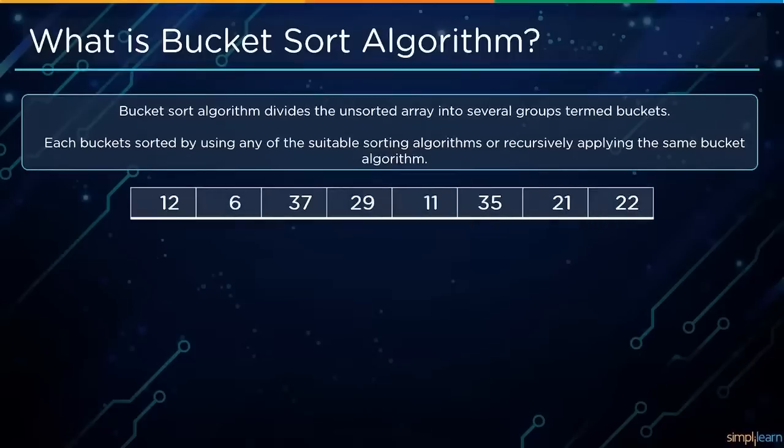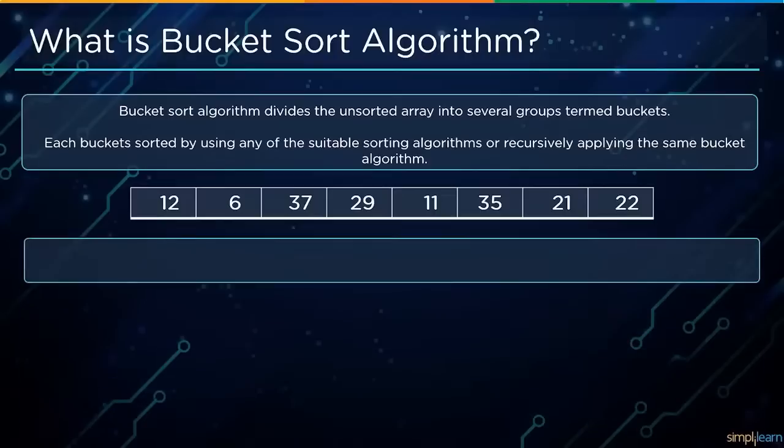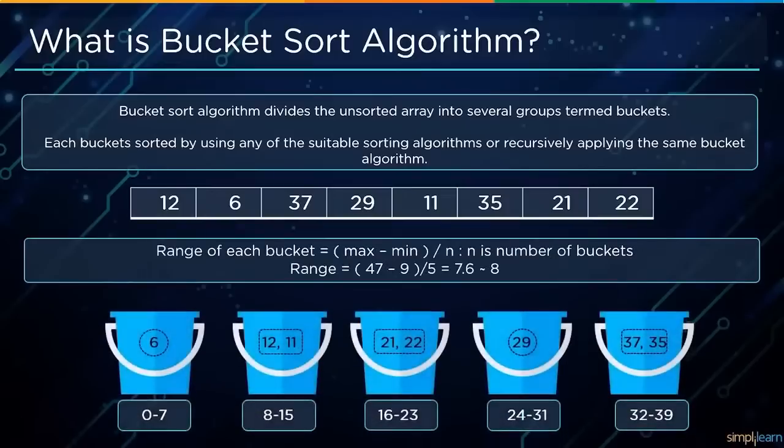On my screen we have an example of an array consisting of numerical elements, that is 12, 6, 37, 29, 11, 35, 21 and 22. Now we will create some buckets with different ranges. Here we have different buckets ranging from 0 to 7, 8 to 15, 16 to 23, 24 to 31, and finally the last bucket with range 32 to 39.